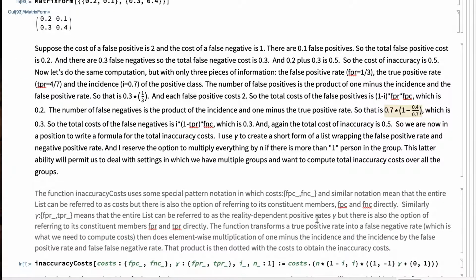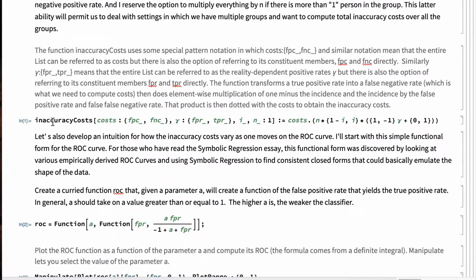All right, so let's write that as a function. The inaccuracy costs are a function of the false positive cost and the false negative cost, the positivity rates, the false positive rate and the true positive rate, which I'm going to collectively refer to as gamma, and the incidence. I reserved myself the option of saying, what if you have 100 people in the group? So you could just multiply everything by 100.